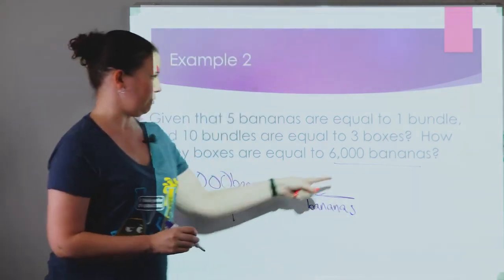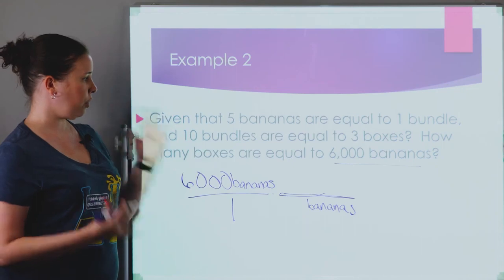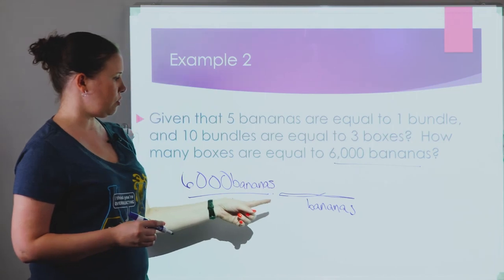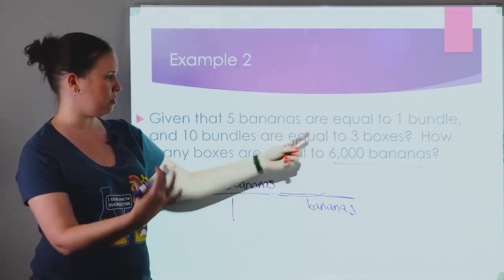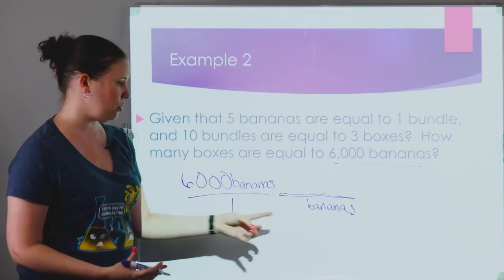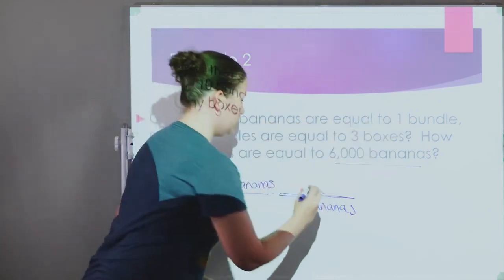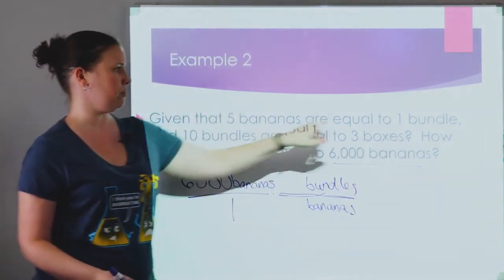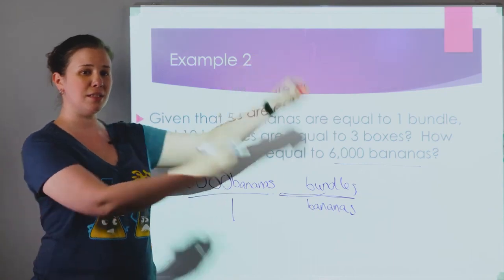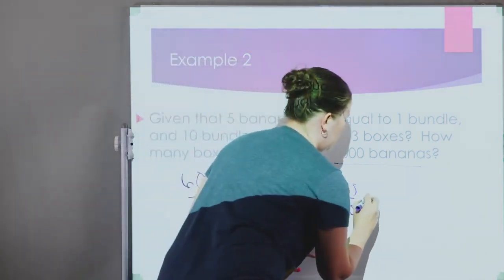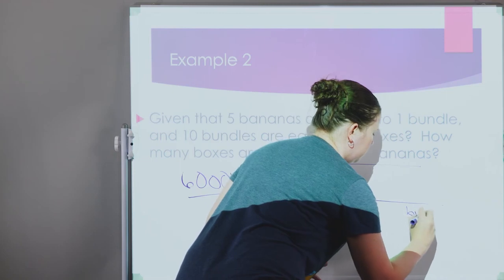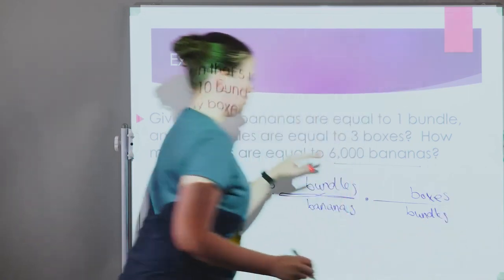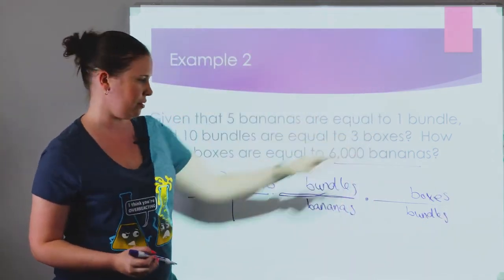So now what I was trying to convert to was boxes. The problem is I have bananas equal to bundles and bundles equal to boxes. So I don't have anything that tells me how many bananas are in a box. So we have to first go from bananas to bundles before we can then convert bundles to boxes, which means now I'm going to need a second conversion factor. So in this case, I'm going to put bundles on the bottom and boxes on the top. My next conversion factor allows me to connect bundles to boxes.